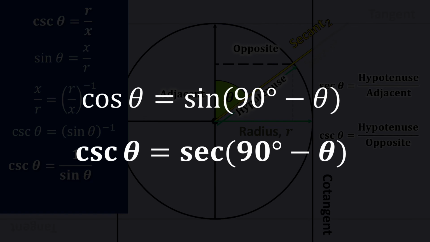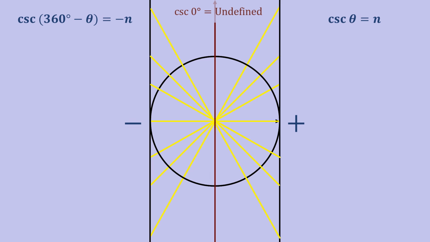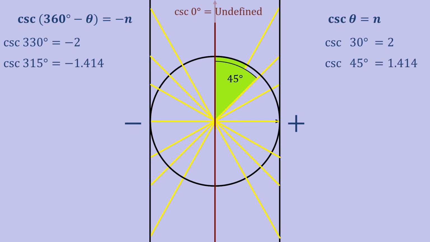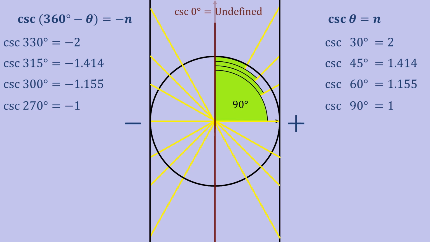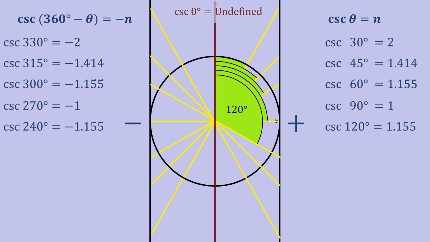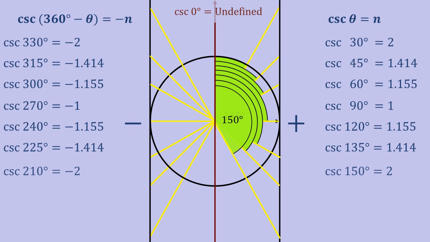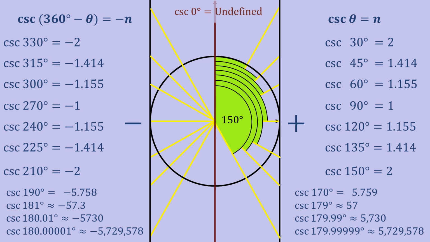At 0 degrees, the cosecant is undefined because the secant line does not touch any of the vertical tangents. The cosecant of the angles at the right side are positive, while the angles at the left have negative cosecants. After 90 degrees, the cosecant starts increasing until it approaches infinity at 180 degrees, making it undefined again.